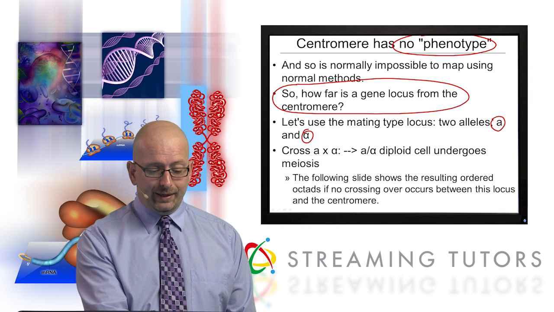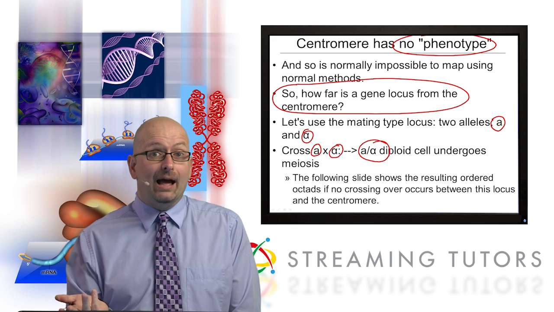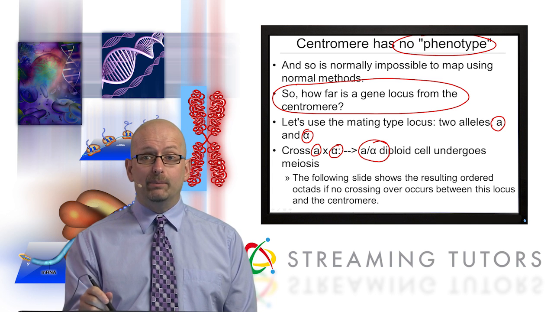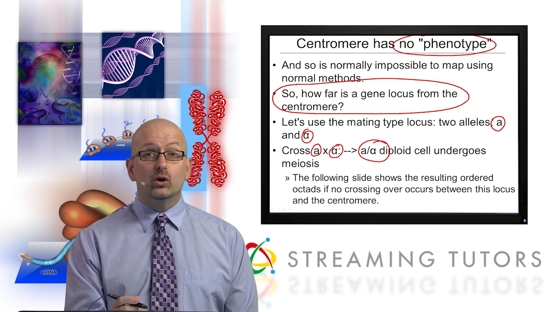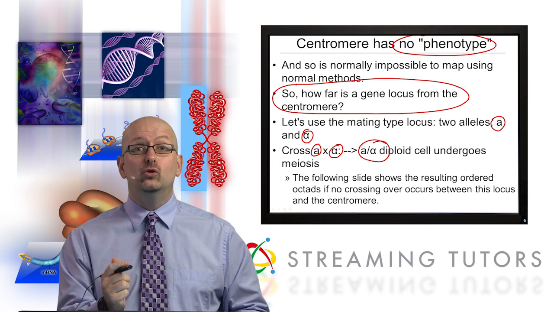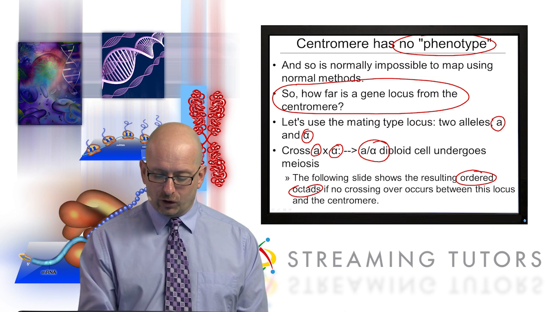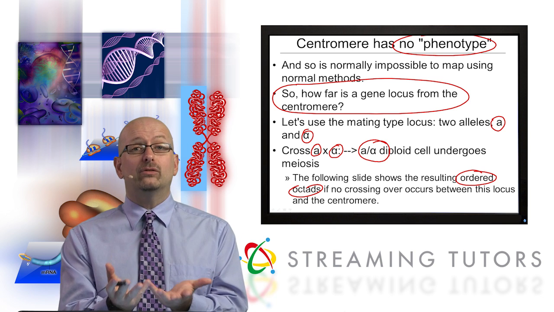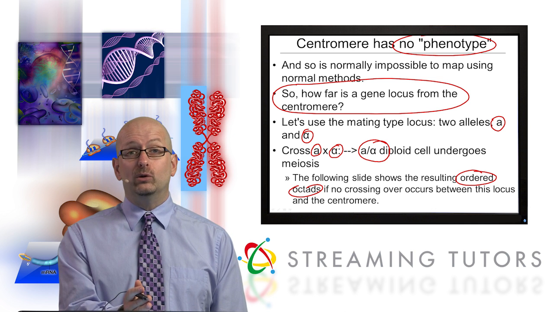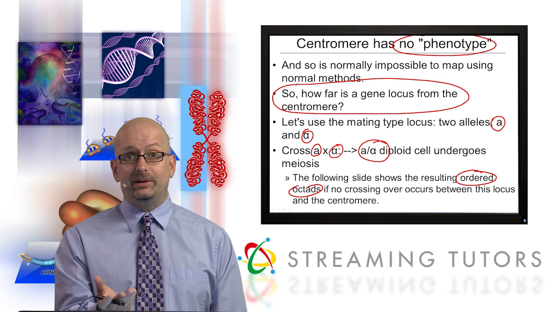So remember, we're starting off with a haploid A times an alpha. We're going to make this diploid cell that is A alpha, and it's going to right away undergo meiosis. And you'll see in the following slide, what's going to happen is we're going to get ordered octads that literally show the way the chromosomes separated during one meiotic event. So if no crossing over occurs, we're going to first see what that looks like. Then we'll see how we can tell if crossing over occurs between the centromere and a locus. And that's what we would need to count in order to find out a map distance.